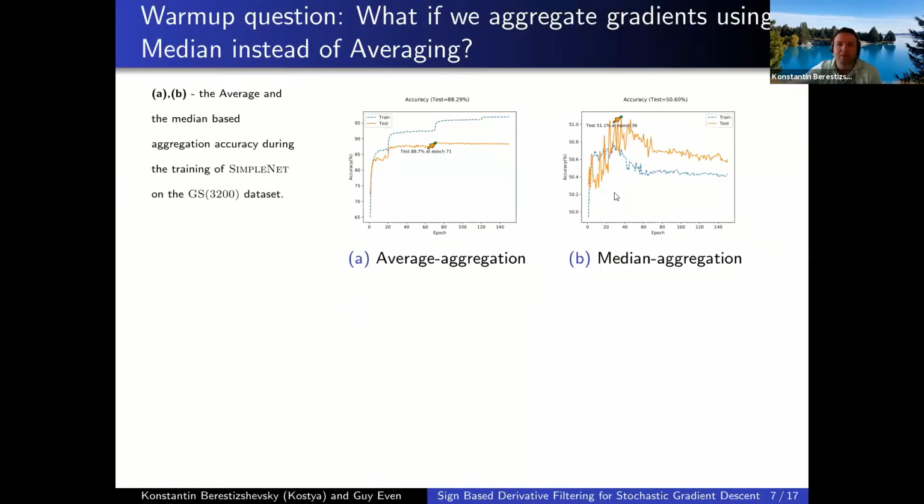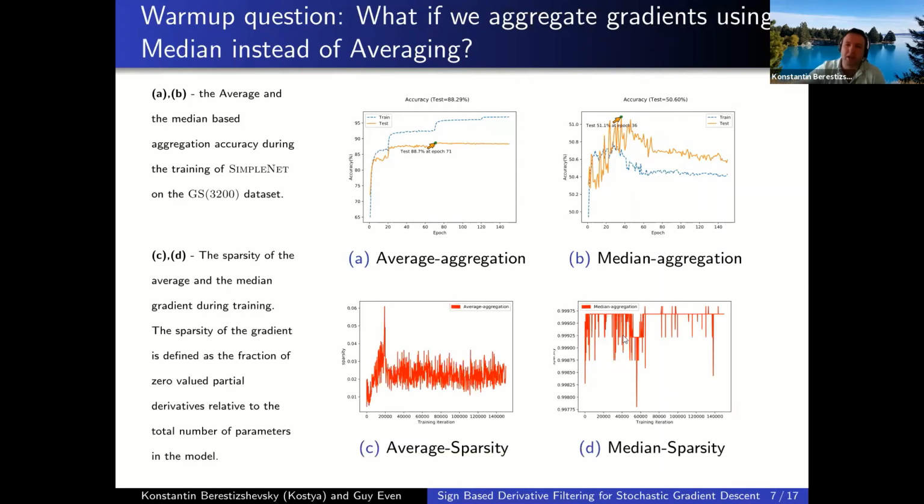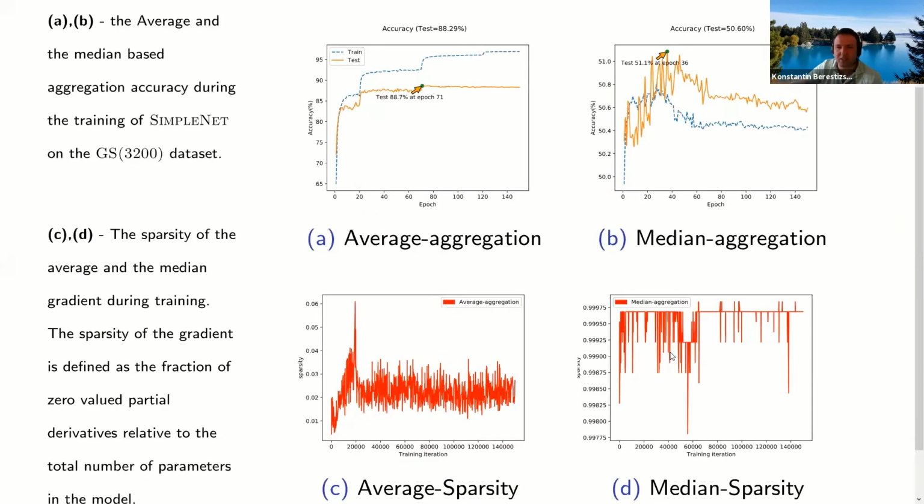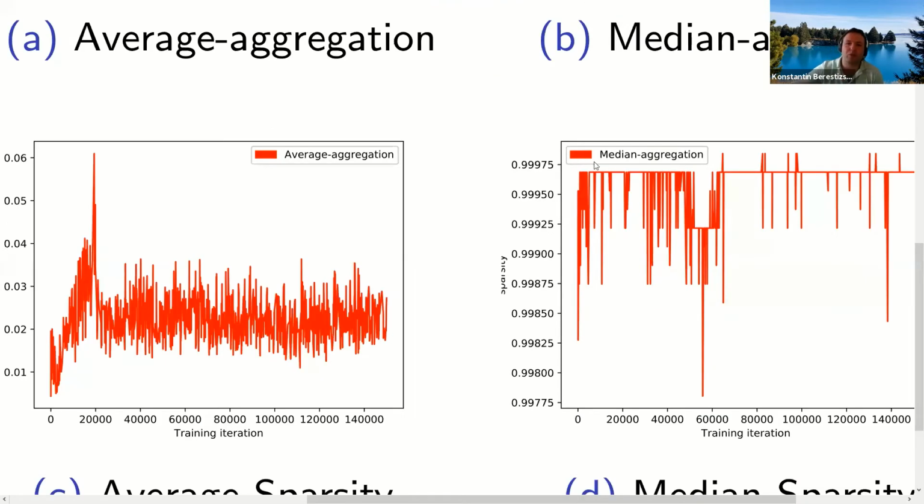And why does this happen? Well, it's because you have a lot of zeros in the mini batch. Every partial derivative of every parameter has many examples that yielded a zero-valued derivative for it. And the median picks up on these zeros because you have some positives, some negatives, but you have a lot of zeros. And in fact, if we look at the sparsity, the number of zero-valued partial derivatives yielded by the median aggregation approach, it's almost 100% zero values.